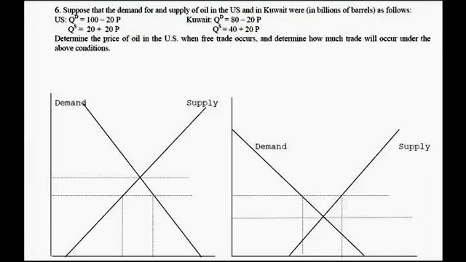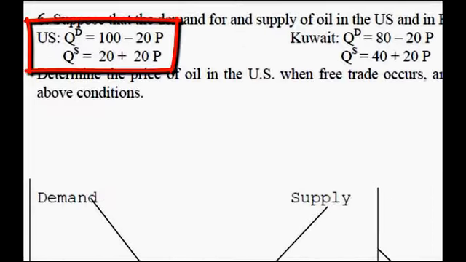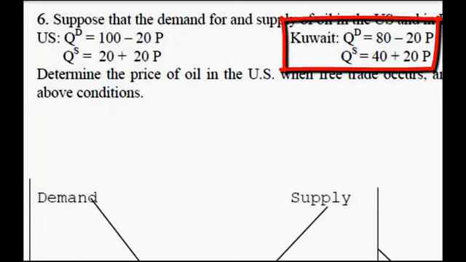The demand and supply for oil in the US and Kuwait are given by the following. US demand, Q equals 100 minus 20p. US supply, Q equals 20 plus 20p. Kuwaiti demand, Q equals 80 minus 20p. Kuwaiti supply, Q equals 40 plus 20p.